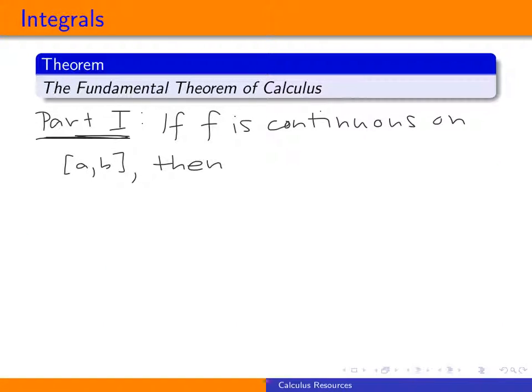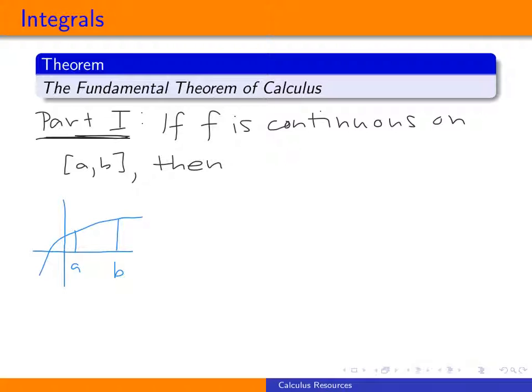For the fundamental theorem of calculus, part 1, we start with considering a continuous function f. We want it to be continuous on a closed interval, a to b. So my function could perhaps look something like this, where here's a and here's b, and it's continuous on there.